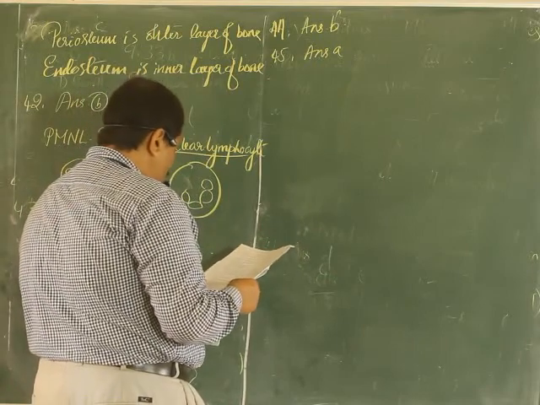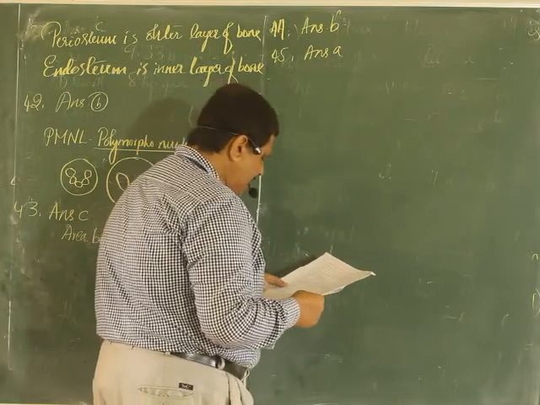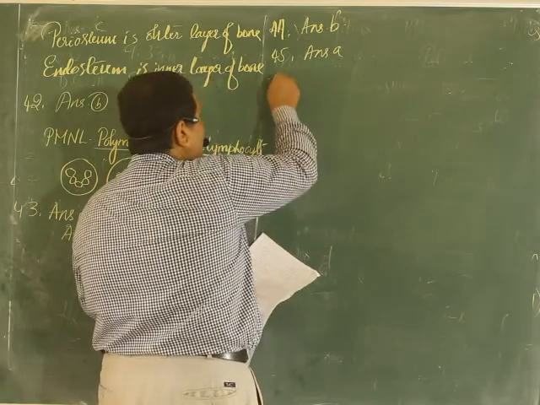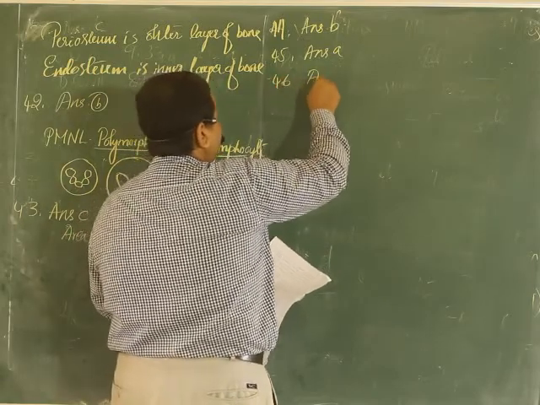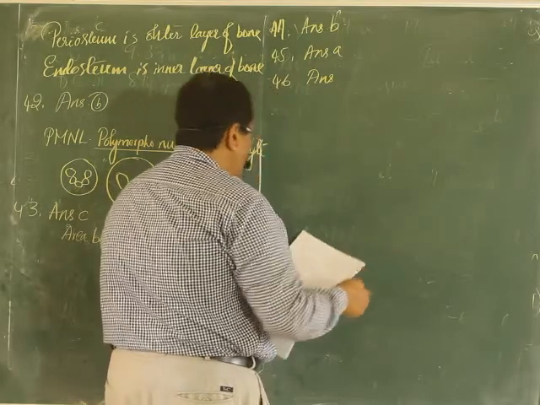Question number 46. Excretion of cockroach takes place by nephridium, parotid gland, coxal gland, or Malpighian tubules. So obviously we know it is Malpighian tubules, isn't it? So option D.